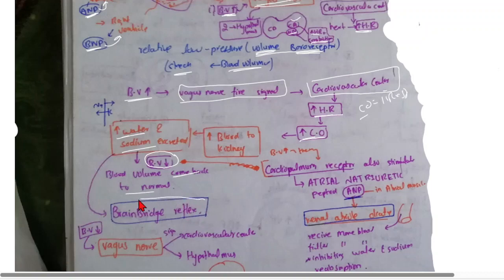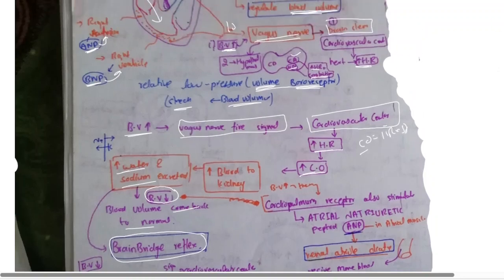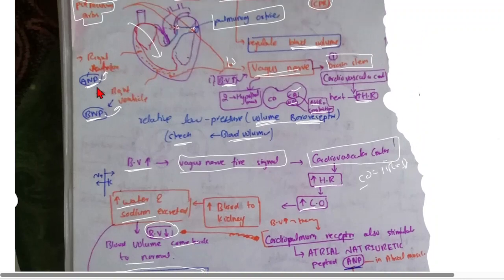This is called the Bainbridge reflex mechanism. What is the Bainbridge reflex mechanism? It is when more blood comes to the atrium and ventricle, and ANP and BNP, the atrial natriuretic peptide and brain natriuretic peptide, are released. The information goes to the vagus nerve and the cardiac accelerator, deaccelerator, and hypothalamus.